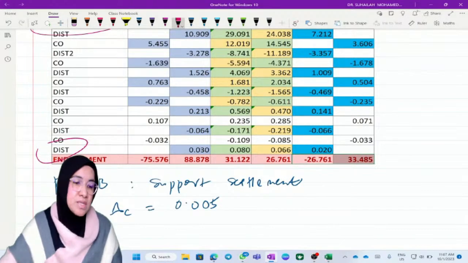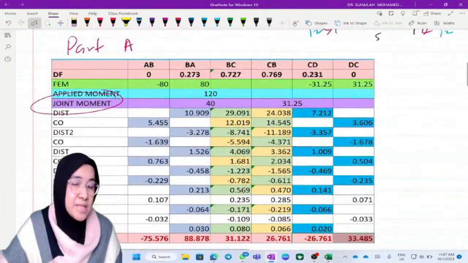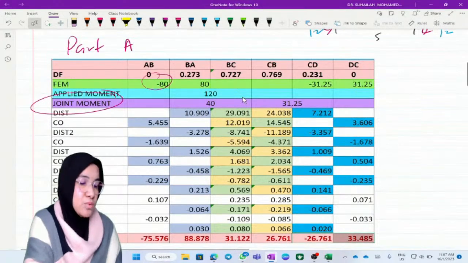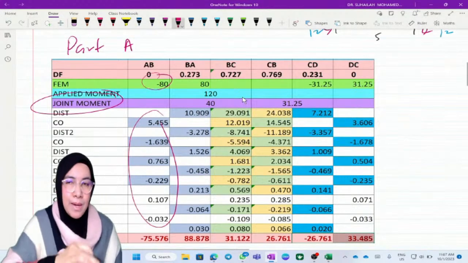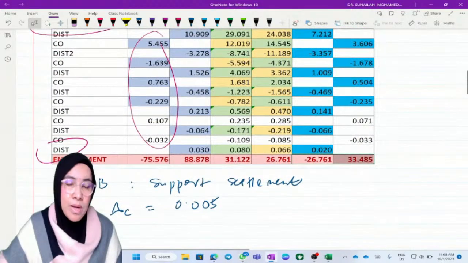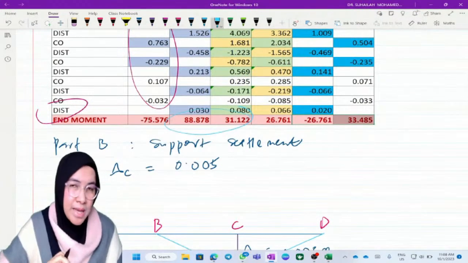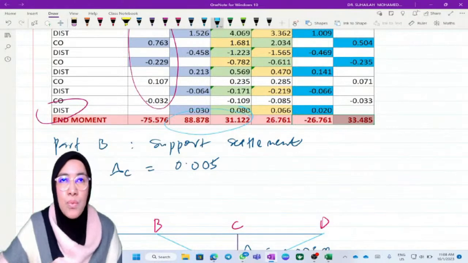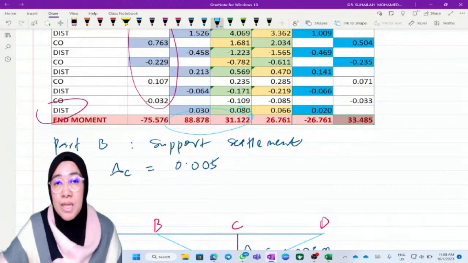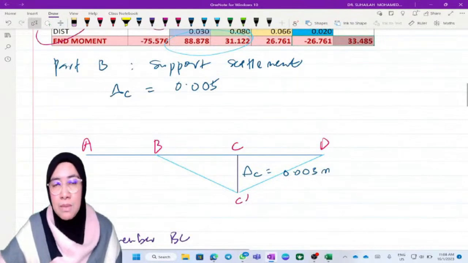For this special case, we have to add all from the first distribution until the last distribution, plus the fixed end moment. And then you get the joint moment. To check whether we get the correct one or not, we can check MB total 88.878 and 31.122. We should get the moment back, 120, the moment given in the question, the applied moment. Okay, and then we do part number 2, part B, support settlement.